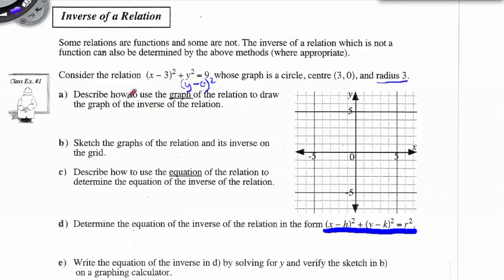It says here, describe how to use the graph of the relation to draw the graph of the inverse relation. So the graph of the relation has a center at 3, 0 right here. And if it has radius 3, it will go as high as this, as low as this, and it will go out to the side here. And over here, we can sketch this. But if we want to also sketch the inverse, then we can use the line y equals x coming down through here.